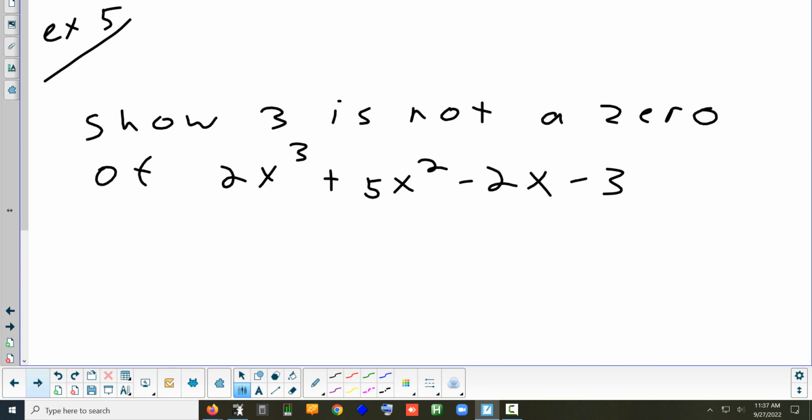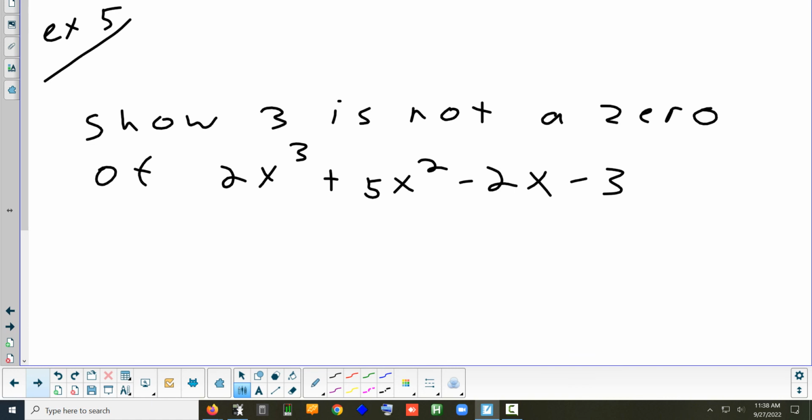Okay. Show that 3 is not a 0. How could I show that 3 is not a 0? Kind of the same way we've been doing it. I know there are lots of ways to do it. You could graph it and use the calculator. But yeah, do the synthetic division same way we did last time and then get a remainder. Right, we're hoping for a remainder this time. We're hoping we don't get 0.